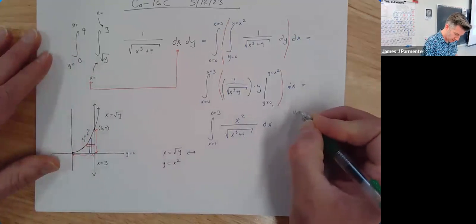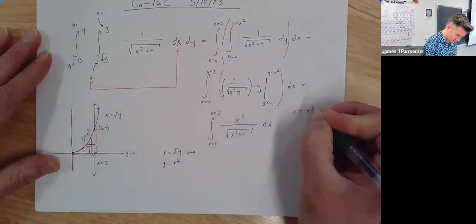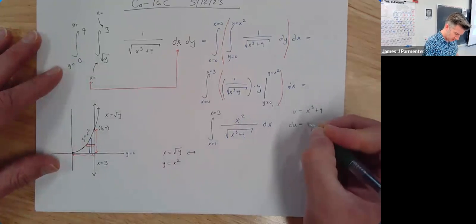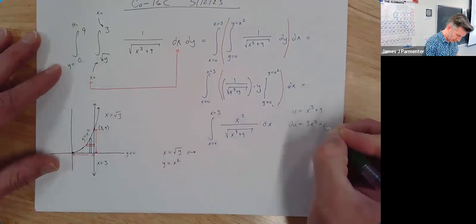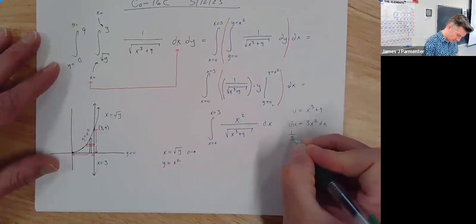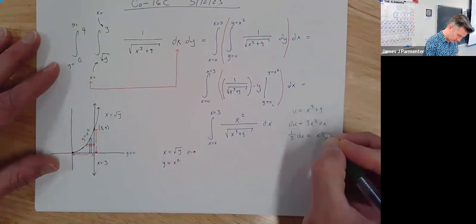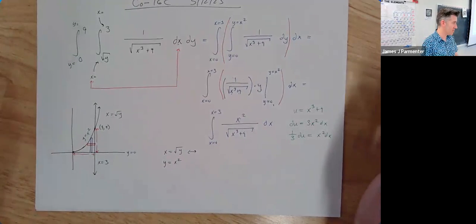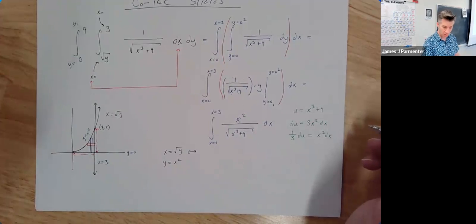We can let u equal x cubed plus 9, and then my du is going to be 3x squared dx. So 1/3 du is going to equal x squared dx. And since we're doing a definite integral, I might actually just change the limits of integration as well and do this all in terms of u.